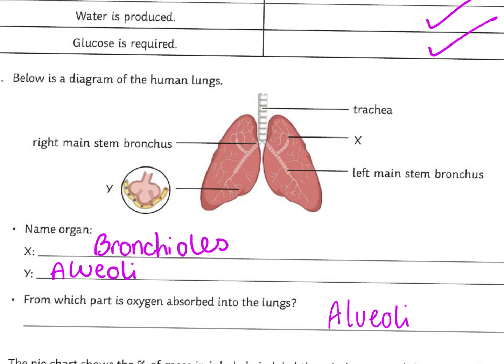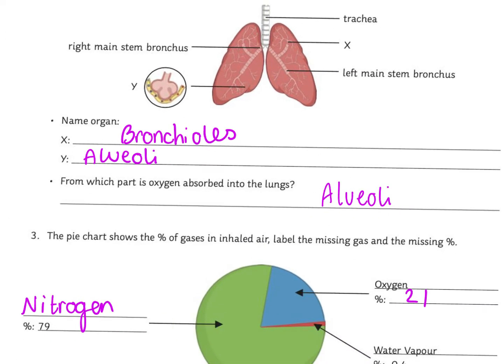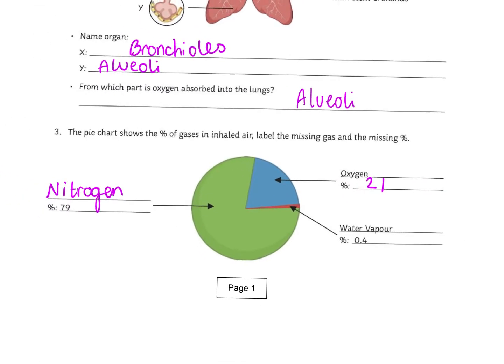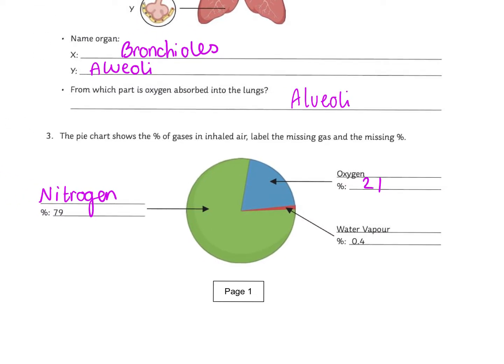So they've shown you your trachea by here, they've shown you your bronchus, so the next bit will be bronchioles, which are these bits by here, and they've done a little diagram there, which would be the alveoli, which is even bigger. From which part is oxygen absorbed from the lungs? It's the alveoli. And then this again just fits in with the Earth's atmosphere topic, because nitrogen, oxygen, and water vapour, that's what's in the air that you breathe in.